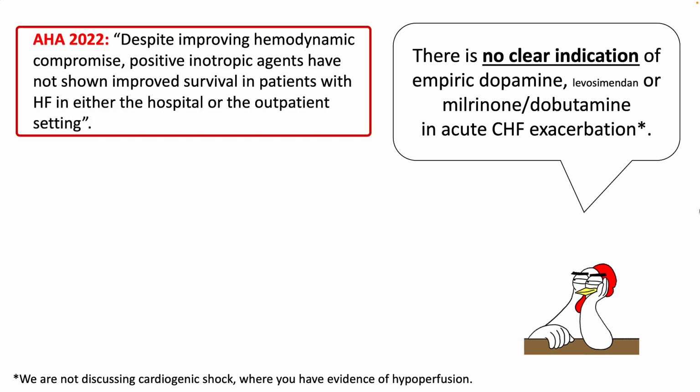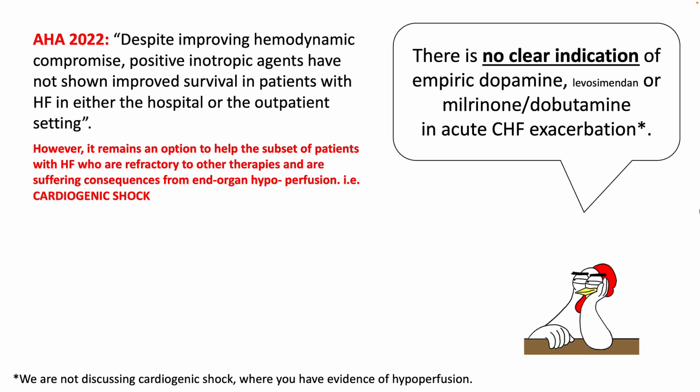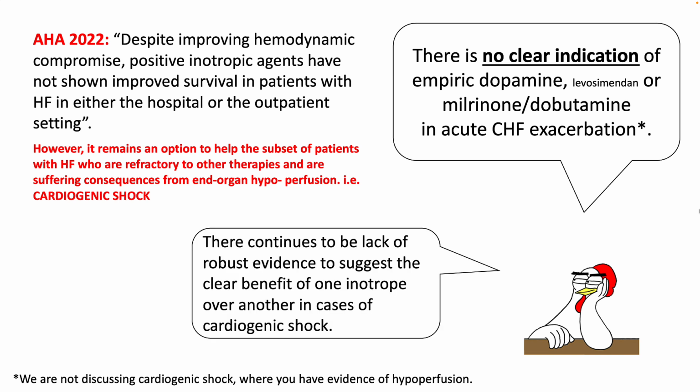According to American Heart Association Guidelines in 2022, despite improving hemodynamic compromise, positive inotropic agents have not shown improved survival in patients with heart failure in either the hospital or the outpatient settings. However, it remains an option in a subset of patients with heart failure who are refractory to other therapies or suffering consequences from end organ hypoperfusion like cardiogenic shock. There continues to be lack of robust evidence to suggest clear benefit of one inotrope over another in cases of cardiogenic shock.